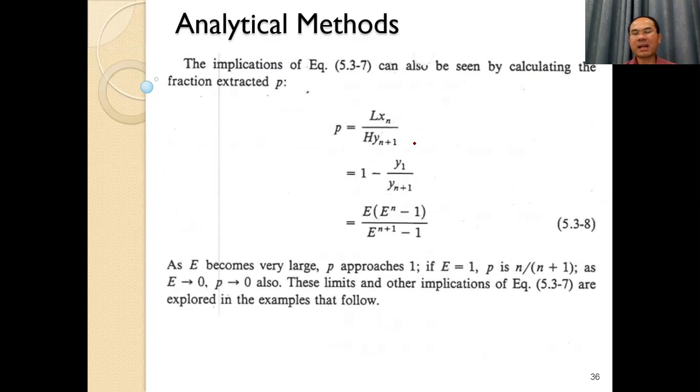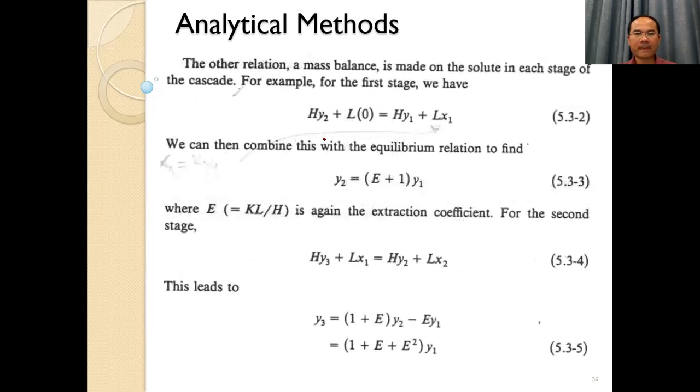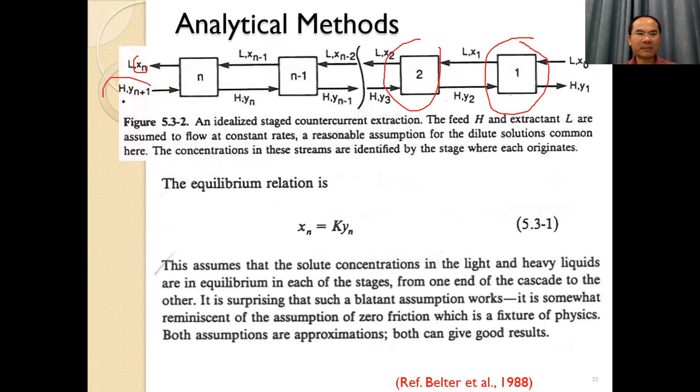Fraction of extract, amount of percent of solute that can be extracted from the aqueous phase. That means P equal to amount of extract phase that's out of our system, amount of extract phase divided by amount of feed of solute. That's right. This is amount of feed SY, amount of extract plus FY, and amount of extract is L.